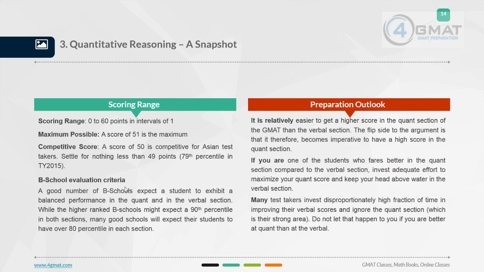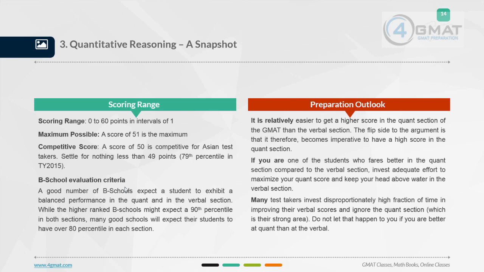If 20+% of the people manage a score of 49, 50 or 51 in the GMAT quant, then it is relatively easier. We'll check out how it works in the verbal section, but it is easier than the verbal section. Take it at this time. I'll show you the percentiles when we come to the verbal section.